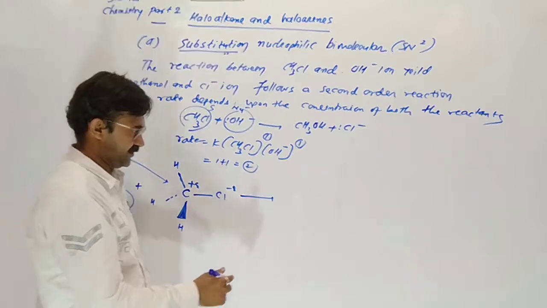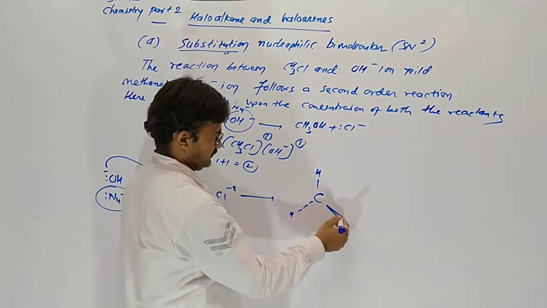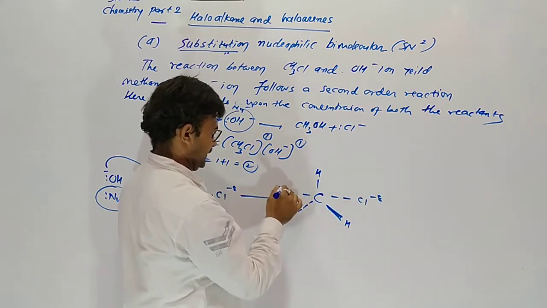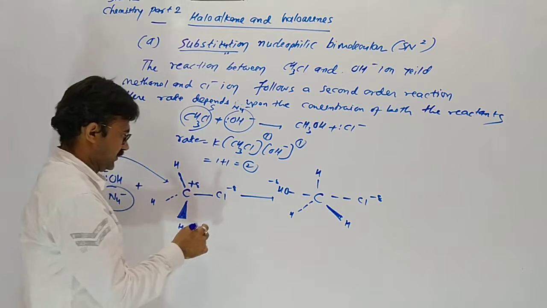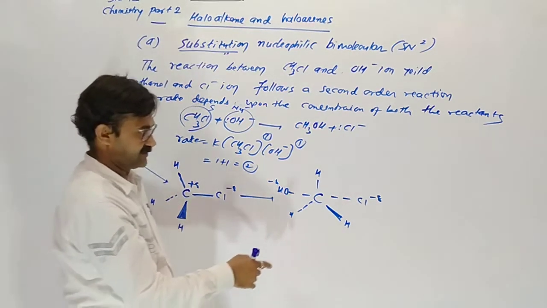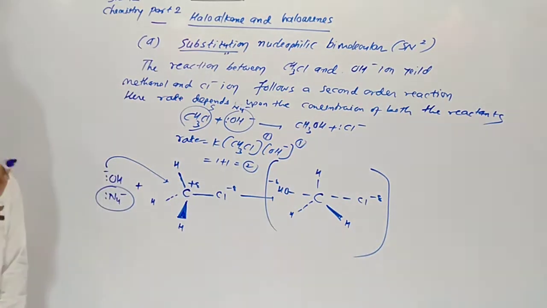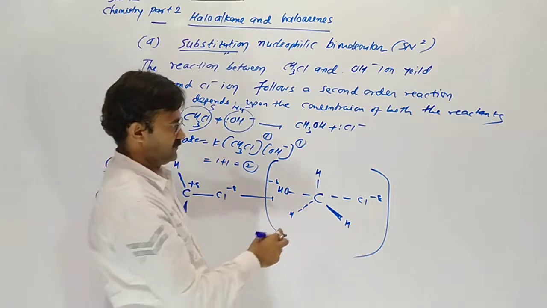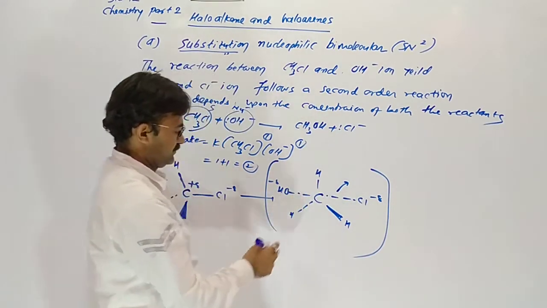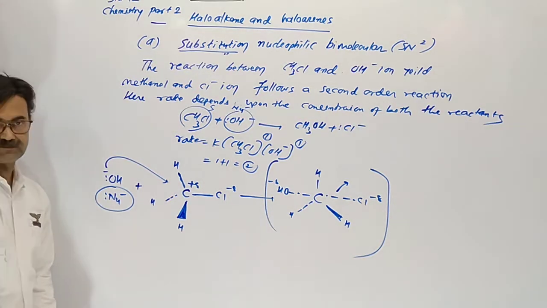So what happens actually? Here is the chloride, here is the OH. Chlorine is not removed yet, and OH is entering. So this is called a transition state, not an intermediate. Here the starting of bond breaking and the starting of bond forming occur at a time.